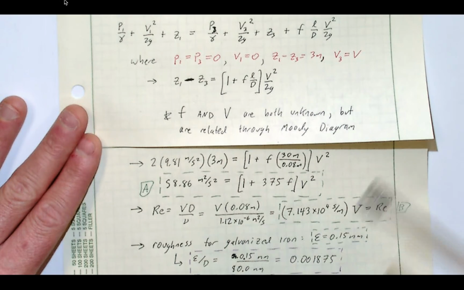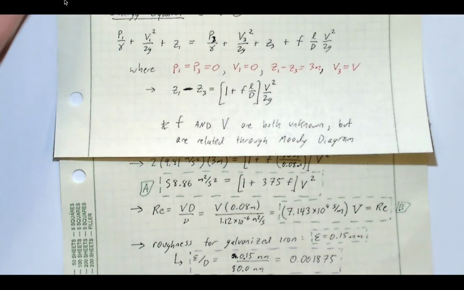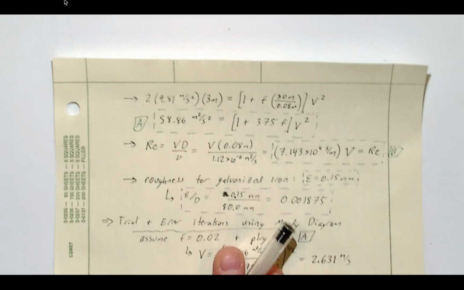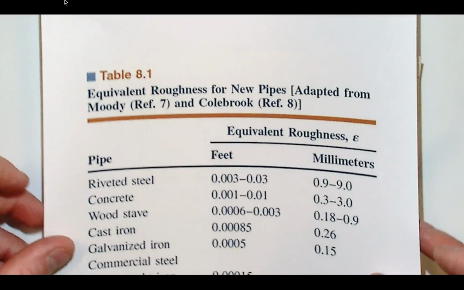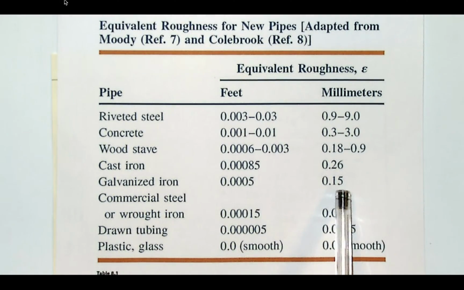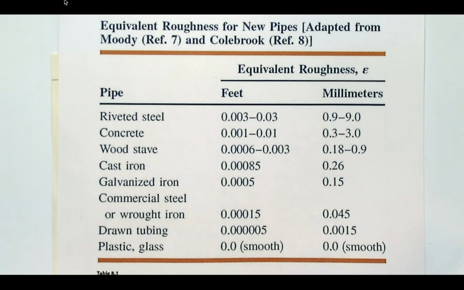Okay. In the problem statement, it said that the piping is galvanized iron. If we go to table 8.1 in your book, look up galvanized iron. We're in the metric system, I believe. So we get a roughness here of 0.15 millimeters.